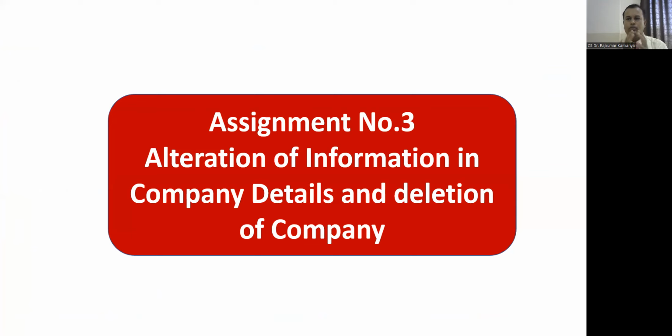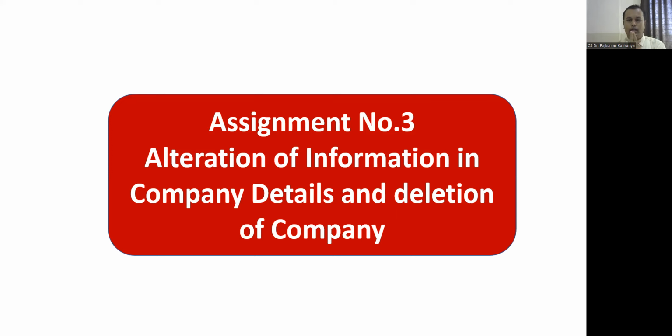Now, suppose your business address is changed, and your business is shifted from Pune to Nagpur. Now, how are you going to change the information? That is alteration of information. You can change the address, the name, or any of the details. But once you change this, it will be changed in the entire Tally for that particular company.